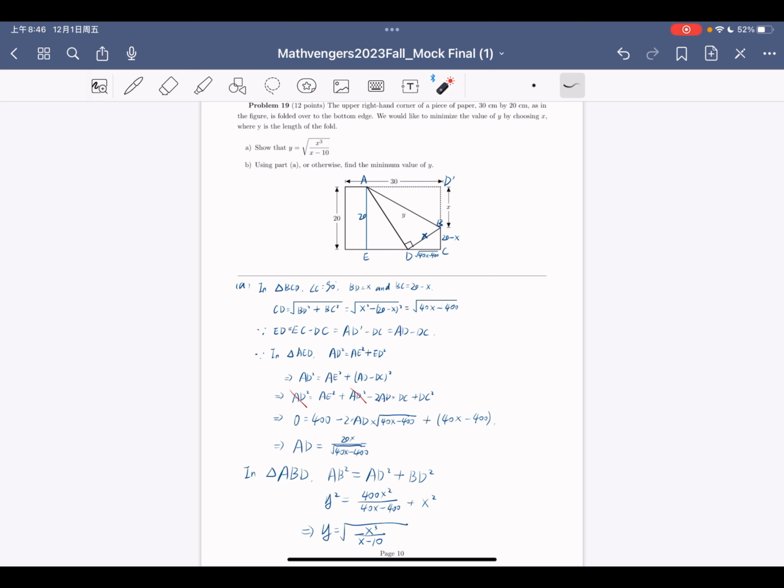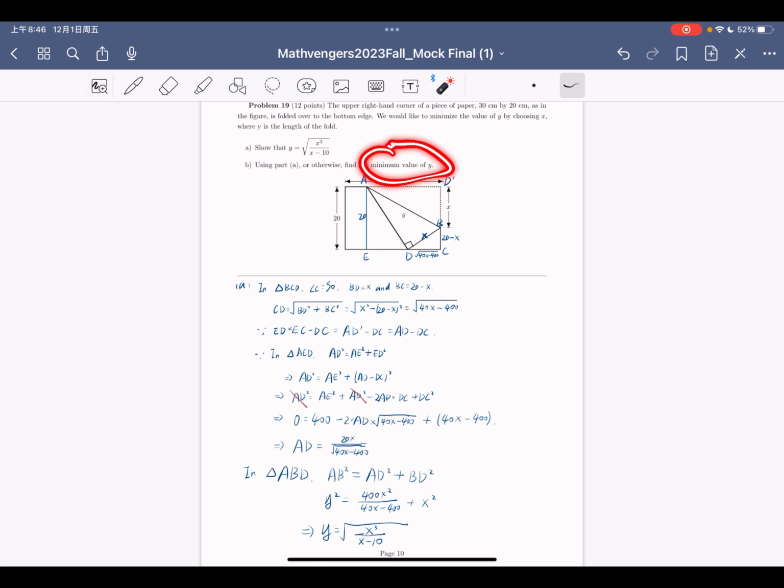And how about part B? Part B says that using part A, so we need to use this result. Actually, even if you didn't prove this, you can still continue to do part B in your exam. Which means if the first part or the first few parts are about showing the function in a specific expression, even if you didn't prove this, you can continue to use the result to do the rest of the questions. Okay, so using part A or otherwise, find the minimum value of y.